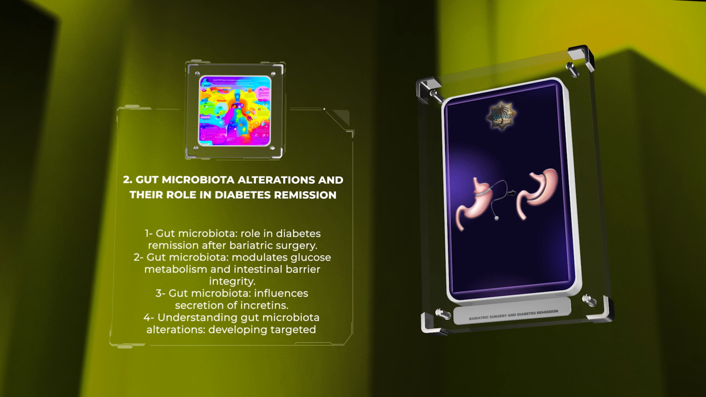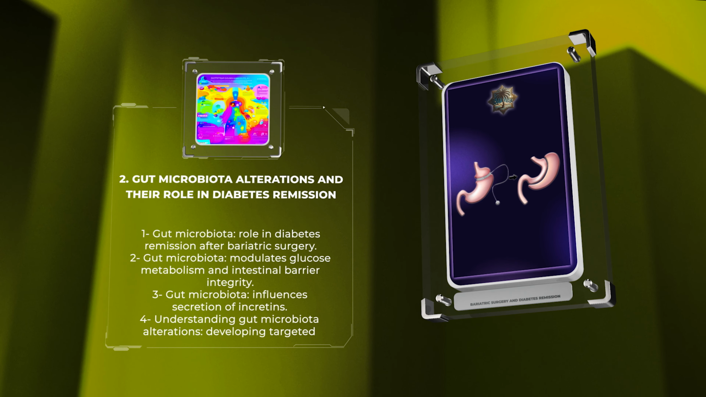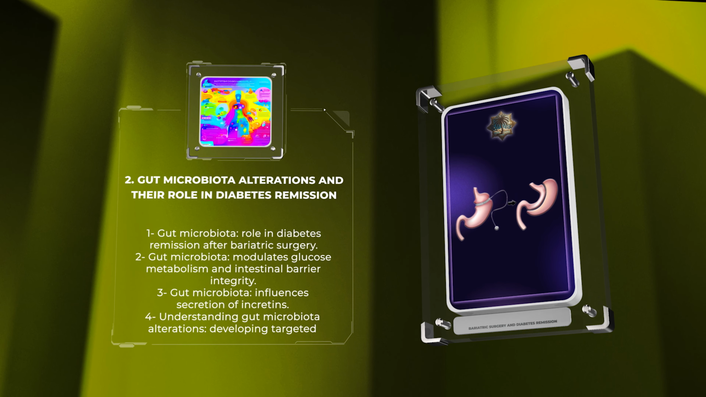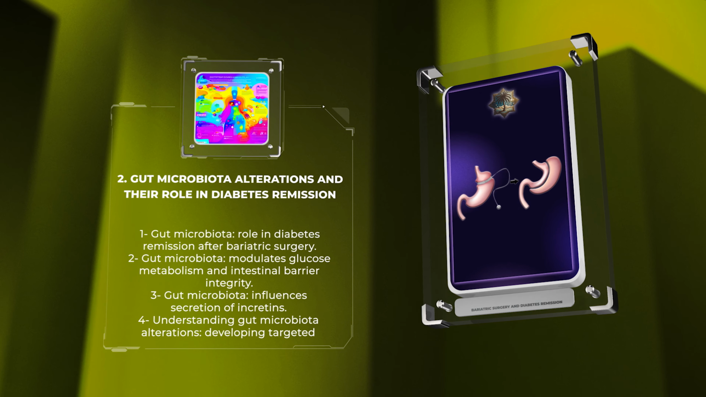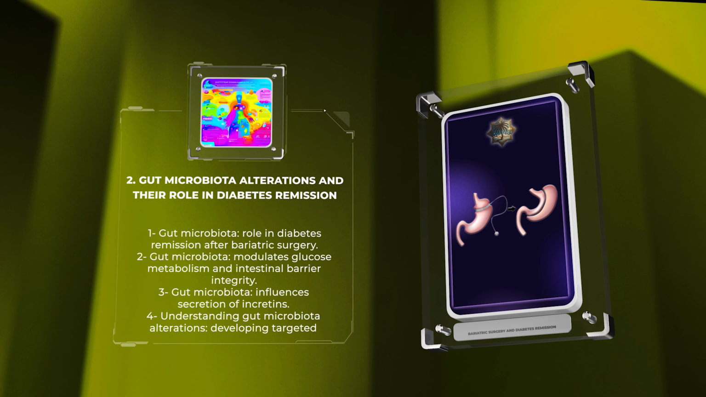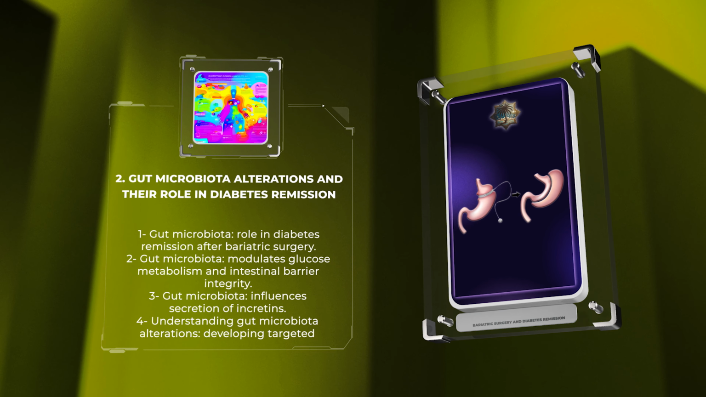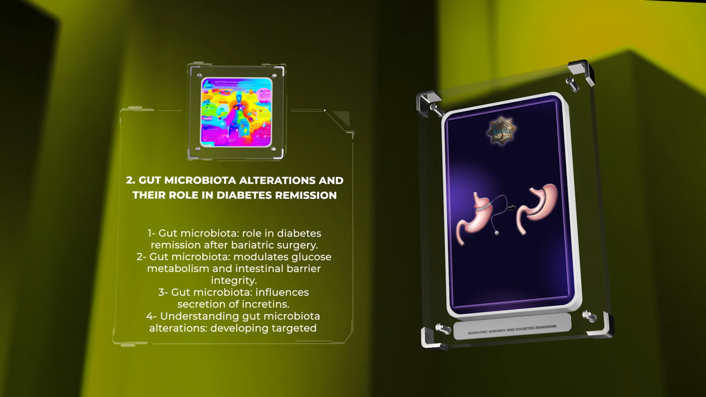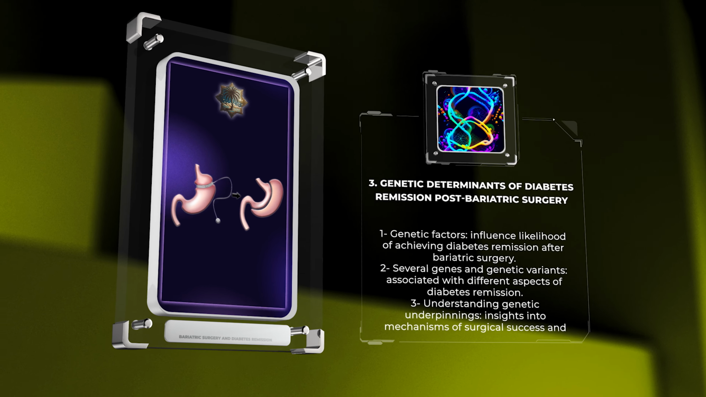Furthermore, the alteration of gut microbiota may also influence the secretion of incretins, such as glucagon-like peptide 1, GLP-1, which are known to regulate insulin secretion and glucose metabolism. Elucidating the intricate relationship between gut microbiota alterations and diabetes remission post-bariatric surgery is fundamental for developing targeted therapeutic strategies in the future. Genetic factors are known to influence the likelihood of achieving diabetes remission after bariatric surgery.